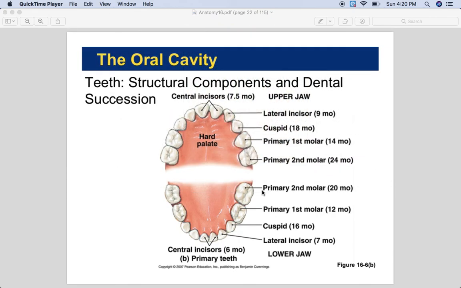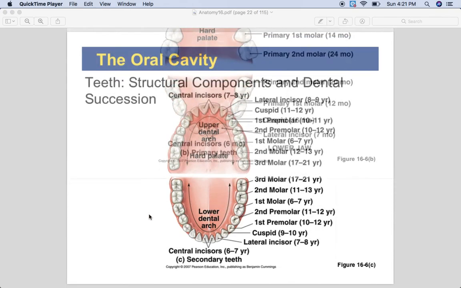Here are what all your different teeth are. This is a baby mouth. You can see that it says these lateral incisors show up about 9 months. Your front teeth show up about 7.5 months. It's actually not unusual for babies to get teeth sooner than that. And believe it or not, babies can actually be born with teeth. My daughter got her first teeth when she was 3 months old.